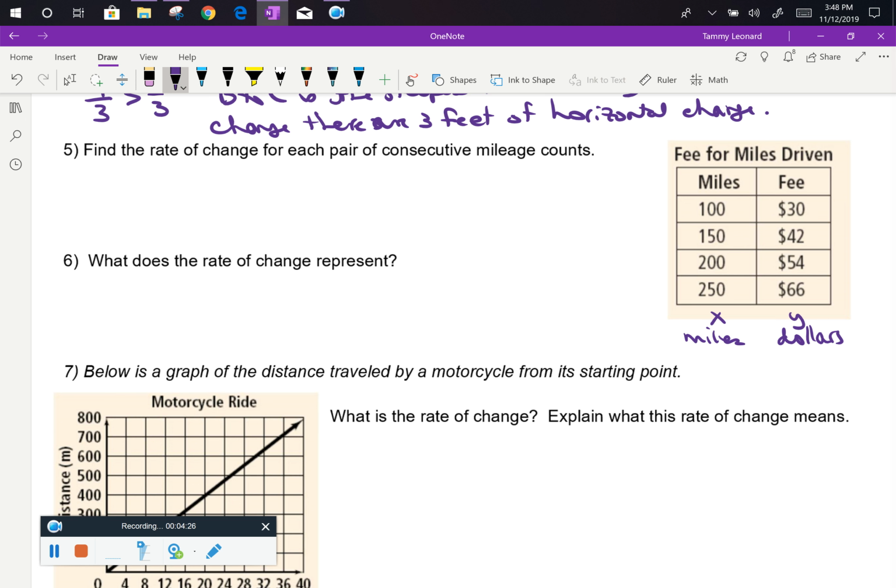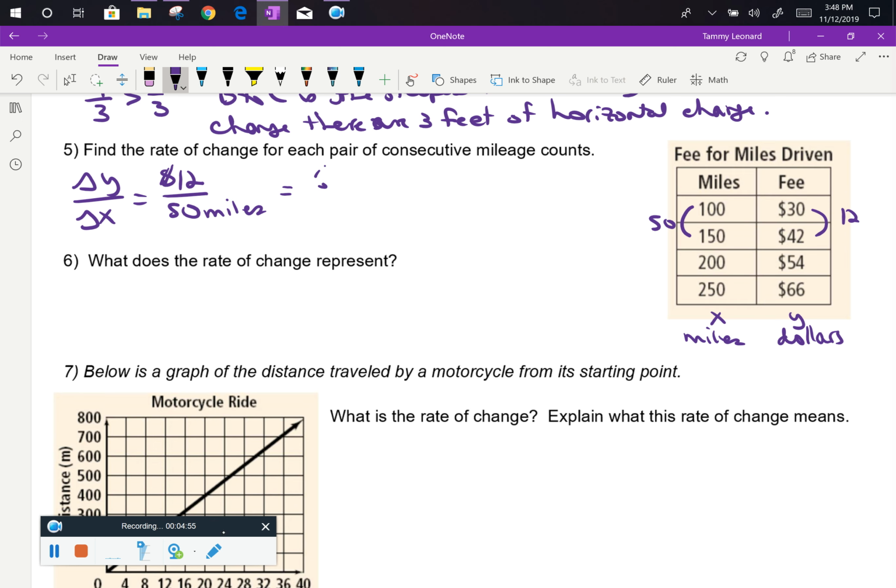In number 5, we're asked to find the rate of change for each pair of consecutive mileage counts. So a pair of consecutive mileage counts would be from 100 to 150. We see it goes from $30 to $12. So that's a $12 increase for a 50-mile increase. So that change in y over change in x is $12 for 50 miles.